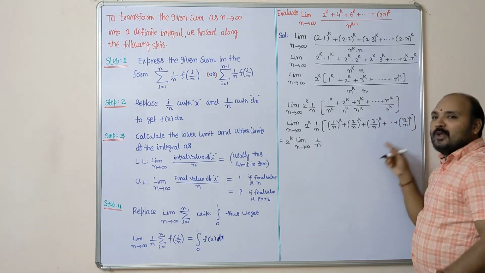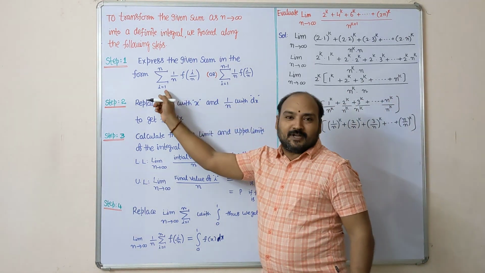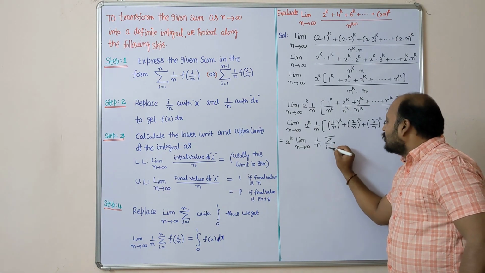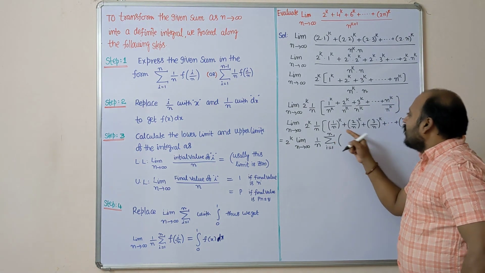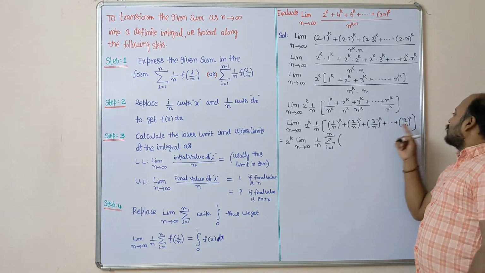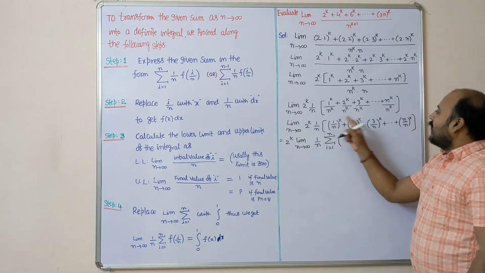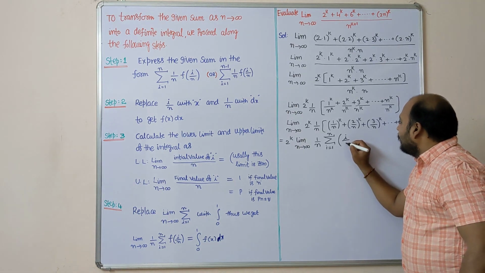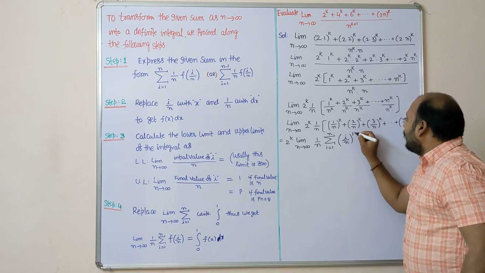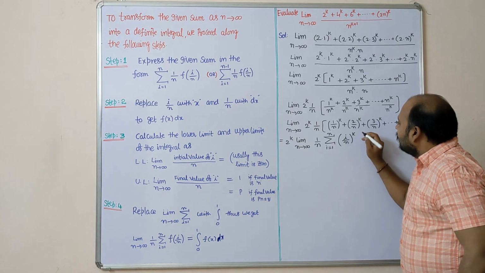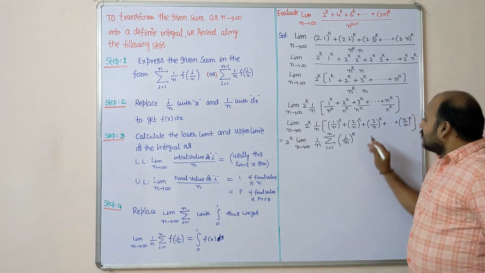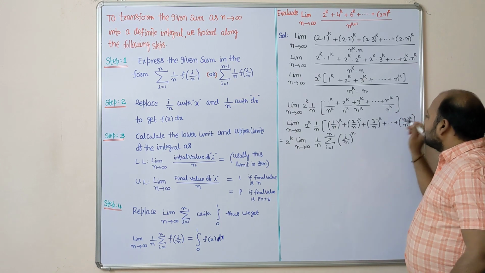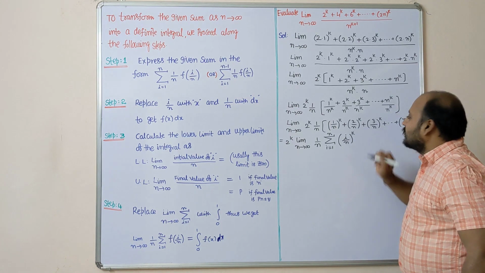This bracket value I am writing as a summation. See here, sigma i is equal to 1 to n, 1 by n, 2 by n, 3 by n and so on n by n, no? So 1, 2, 3 and so on. In terms of i I want to write it. (i by n) whole power k. Here k is there, it is k only here, students.